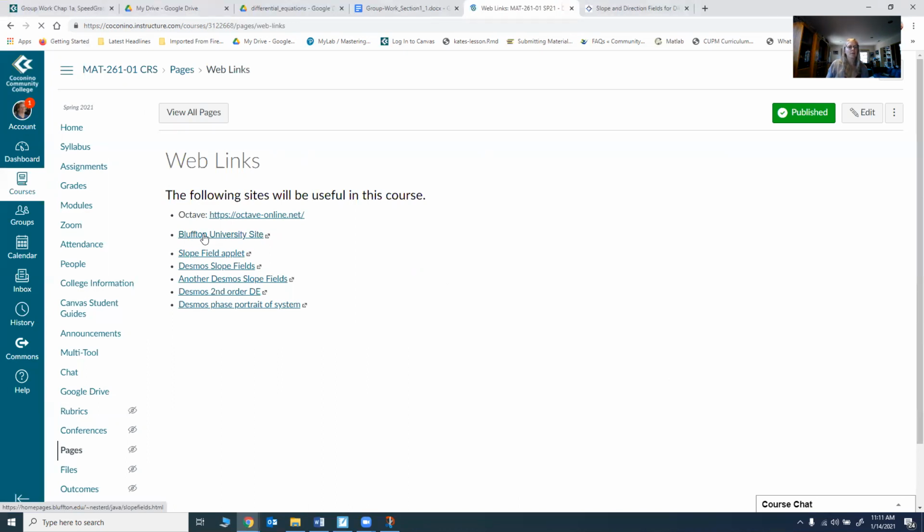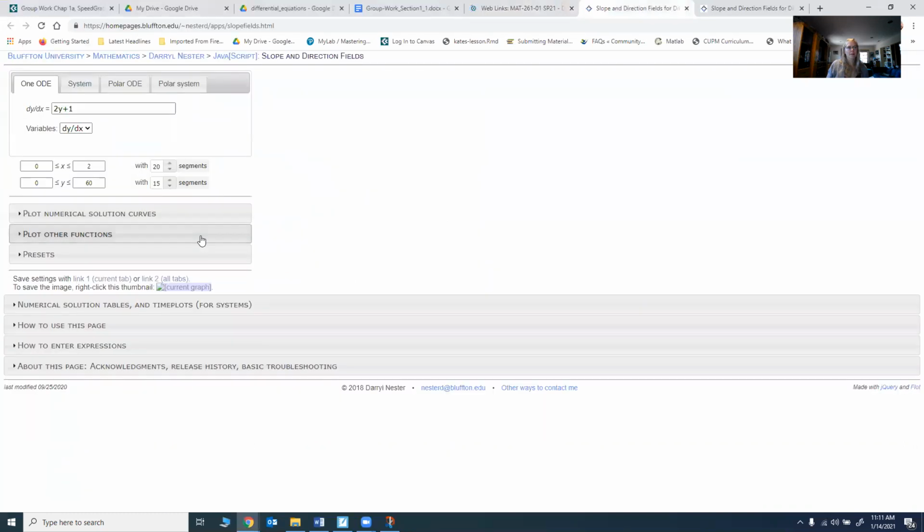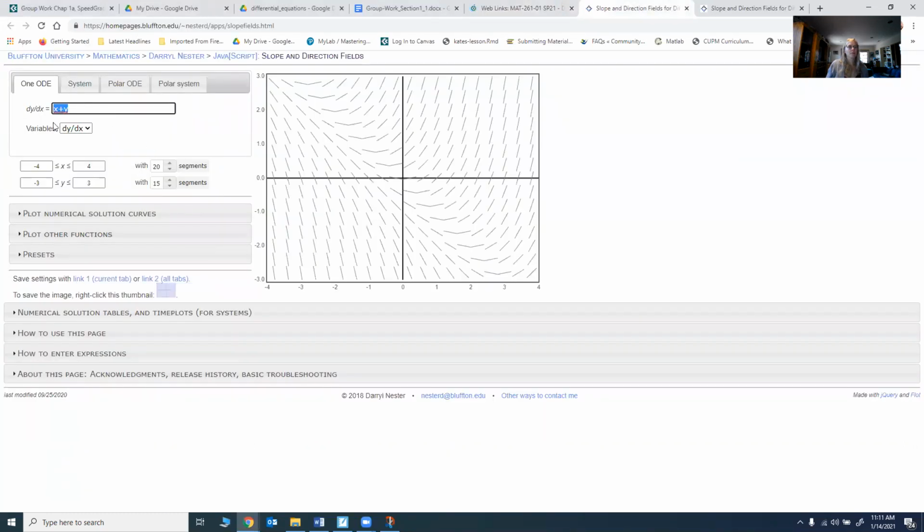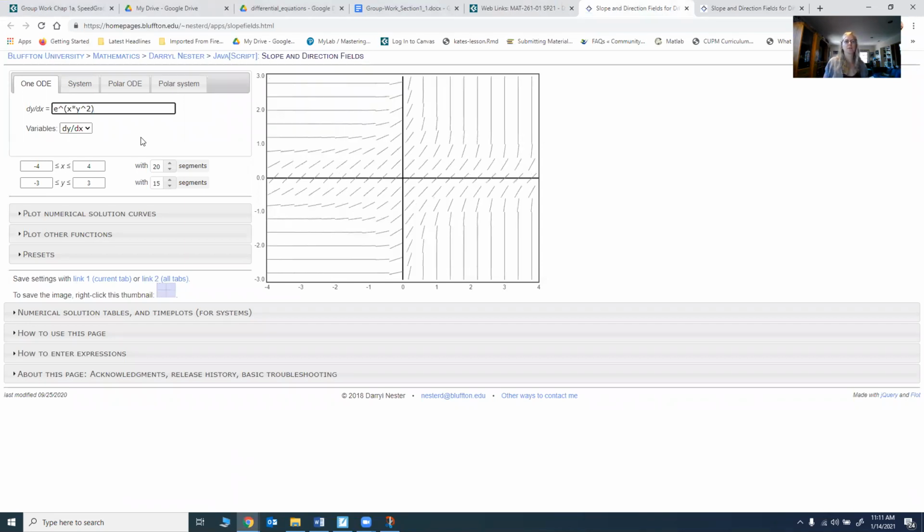I happen to like the Bluffton University site. I like this one a lot. And this is what the site looks like. You can do one ordinary differential equation or a system and so forth. So we're going to go ahead and just do the one. We actually have e to the x squared times y squared. Let's put that in parentheses. And then you hit enter and it draws it for you.